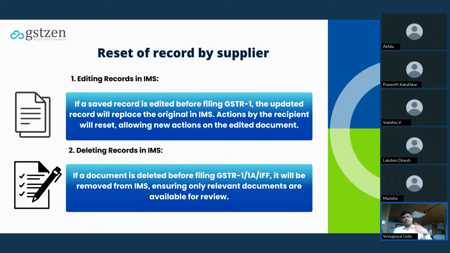You have accepted it, but because it is there in R1, you have accepted it. Before I file my R1, I again rechecked. Then I realized it was 10 lakhs. What will I do? I'll correct it back to 1 lakh. The moment I correct it to 1 lakh, the action that you have taken will go off. So you have to accept it again.